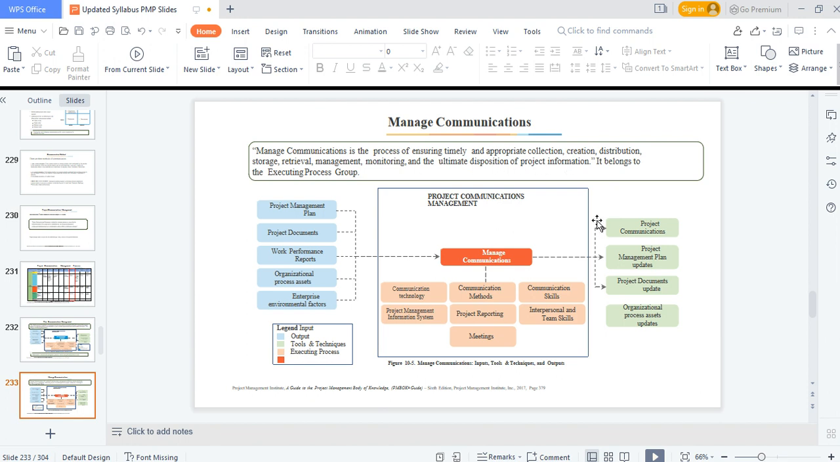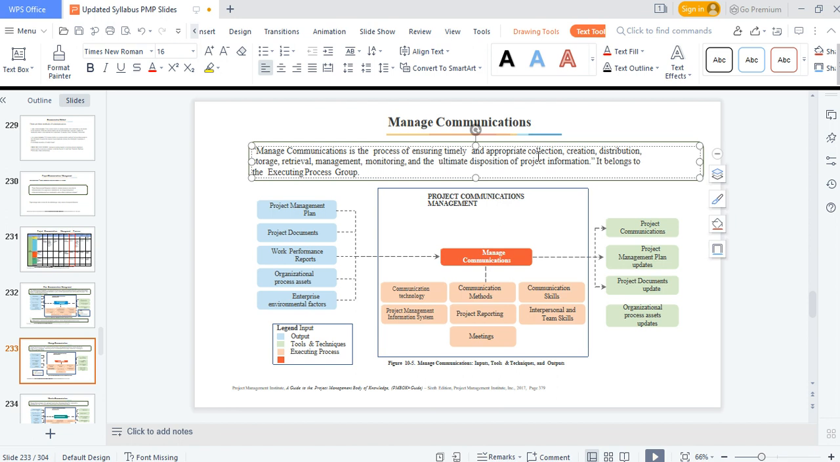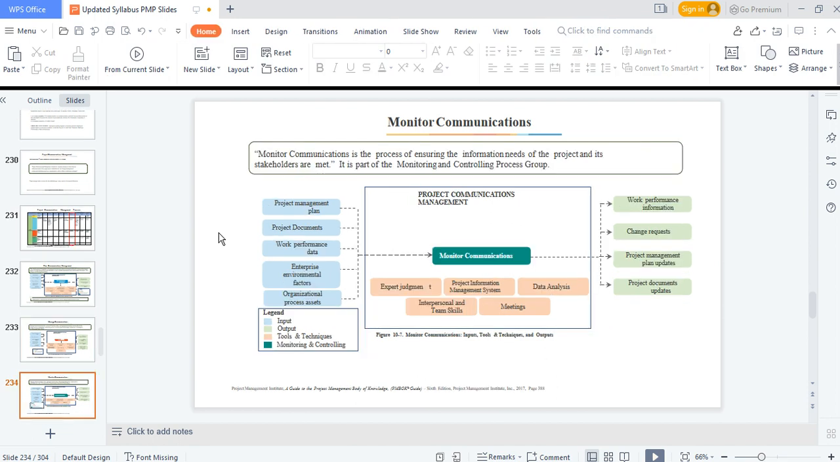Of course, this is very critical. It belongs to the executing process group, so this is work on its own. Very important, look at this, timely. Somebody should be responsible for ensuring that things are dispensed at the right time, or rather information is dispensed at the right time.